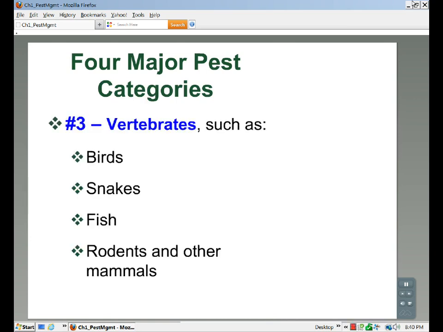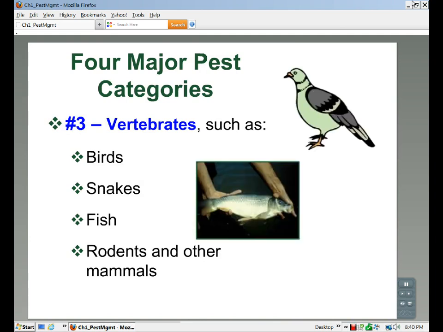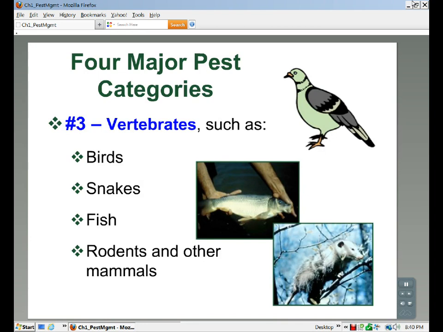Vertebrate pests include all of those animals with a backbone. These include pest birds, snakes, fish, rodents, and other mammals like mice, rats, raccoons, and deer.